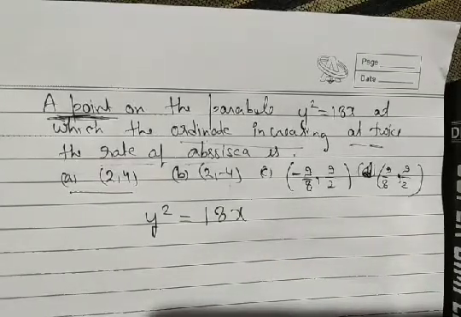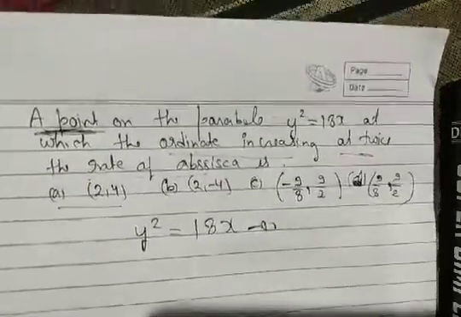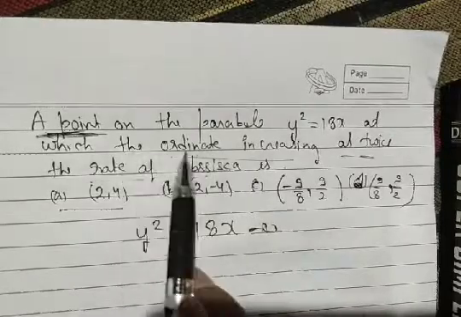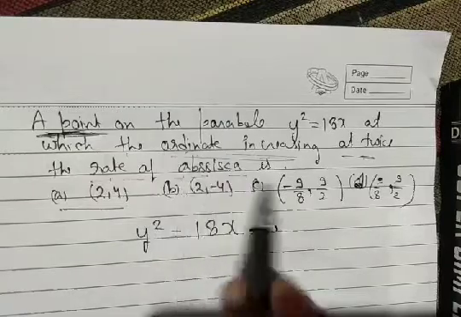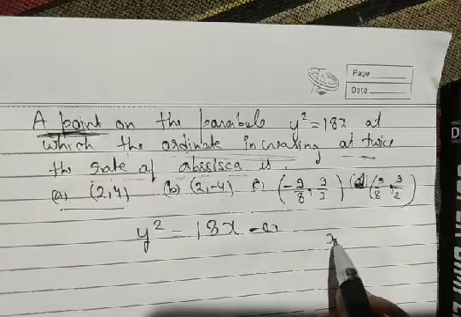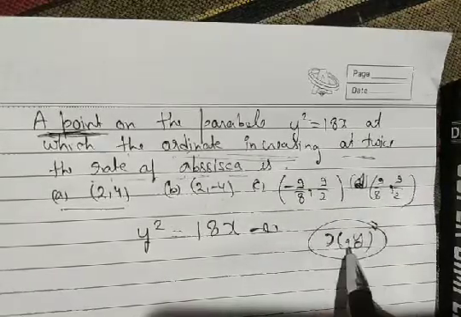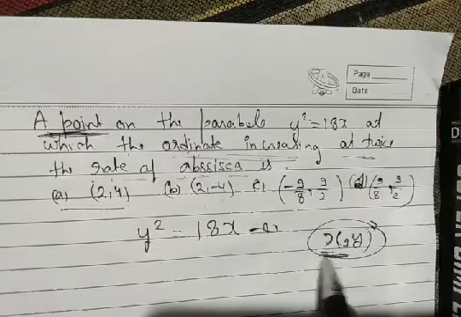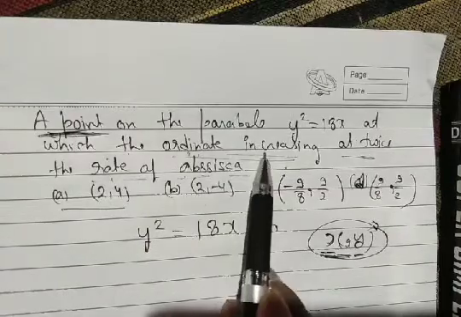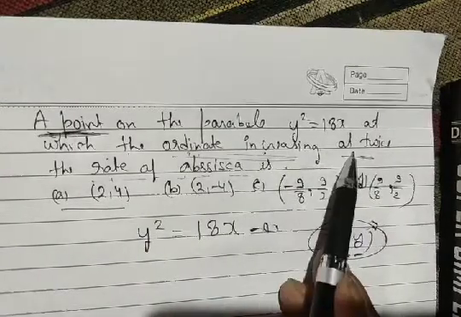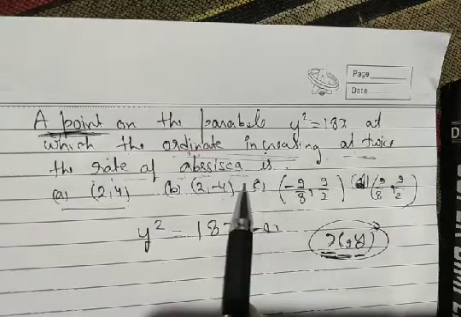And also, what is given there? At which the ordinate increases at twice the rate of abscissa. Just suppose the point is (x, y), where x is the abscissa and y is the ordinate. What is given there? The ordinate is increasing at twice the rate of abscissa.